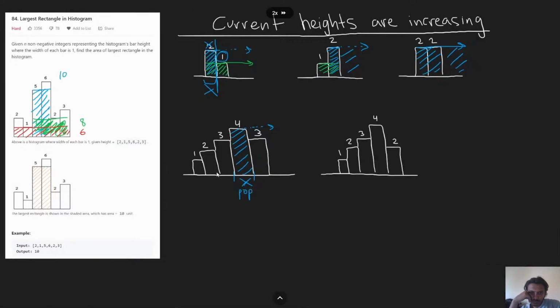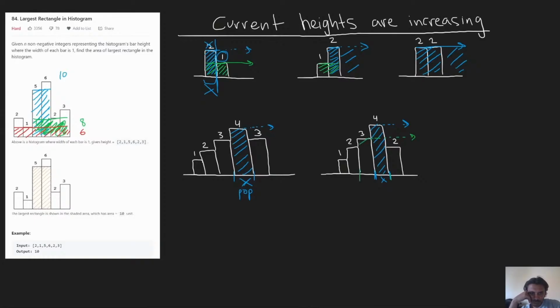What if we introduce the 2 instead? Well, the same thing will happen. We can't extend this 4 any farther, right? So all we can say is these are the boundaries of it, right? We started back here, and then we extended it all the way until we got to this 2. So compute the area, and then pop it, right? Let's look at this 3 now. We can't extend this any farther either, right? Because the 2 is less than the 3. So we can say that these are the boundaries of the 3.